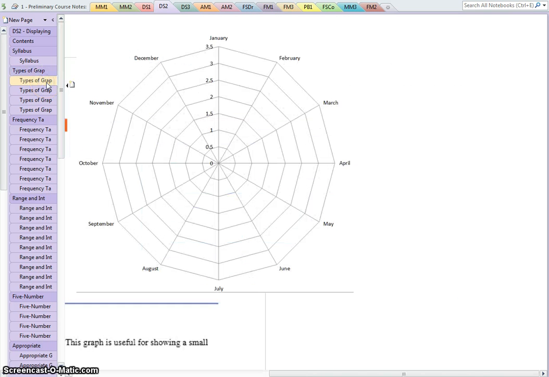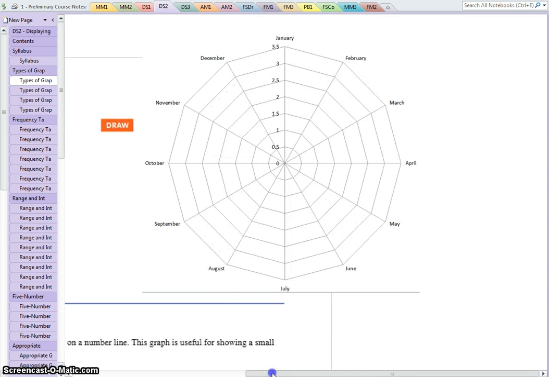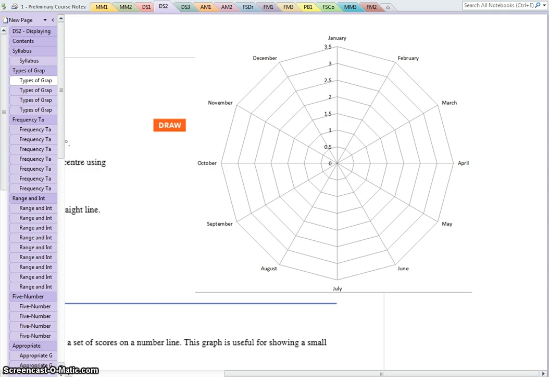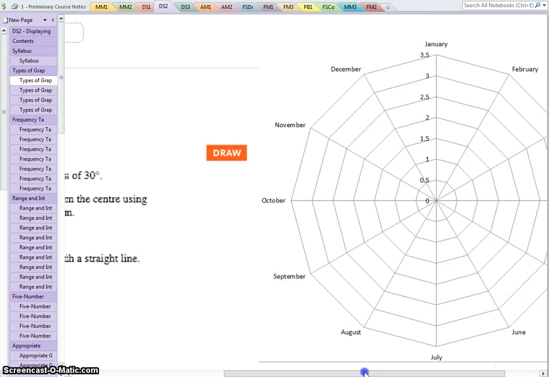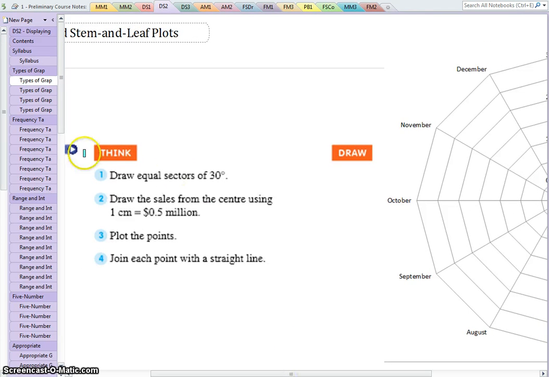So, first one up here. This is what a radar chart looks like. Now, I've already drawn it for you. I'll just zoom in a little bit more so you can see it. Now, what it says to do is draw equal sectors of 30 degrees. Now, it should be fairly obvious why you do 30 degrees, but if you're not sure, you're talking about months, right? And we have 12 of them in a year, and there is 360 degrees in a circle.